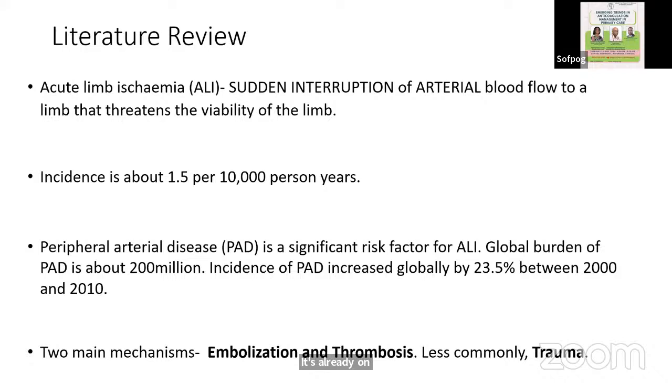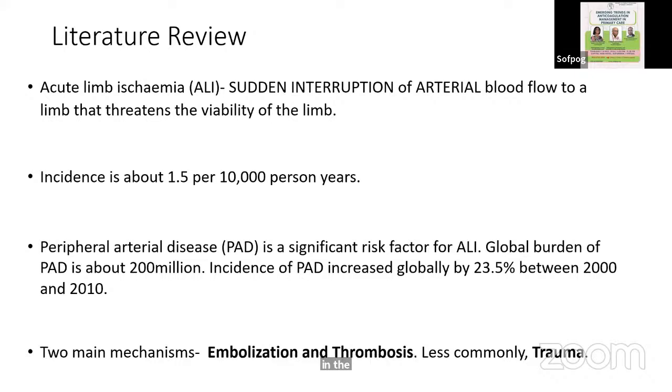So in these cases, I'll just do a very quick review on acute limb ischemia. As we know, it is the sudden interruption of arterial blood flow to a limb that threatens the limb. It can occur in all limbs, but more especially in the lower limbs. The global incidence is about 1.5 per 10,000 persons, and we know peripheral arterial disease is a significant modifiable risk factor for acute limb ischemia. The global prevalence of peripheral arterial disease is about 200 million.